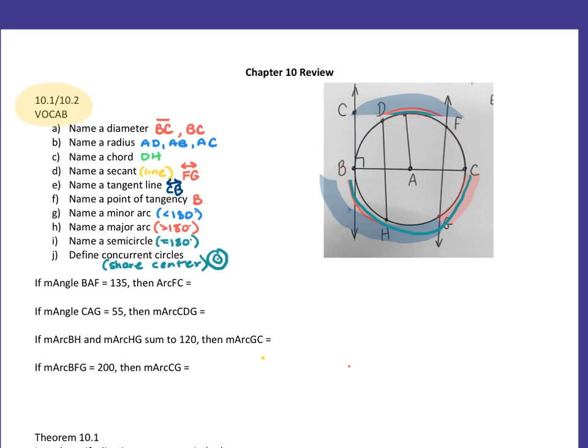Okay, so now we get into some examples with some values. If you look at this example here, it says BAF is 135 degrees. So BAF would be that angle there, 135 degrees, and it wants you to find arc FC. What we know is that this entire top part is a semicircle, which is 180 degrees. If I take away this 135, what's left over in here is 45 degrees. And the central angle is congruent to the arc. So FC is also 45 degrees.